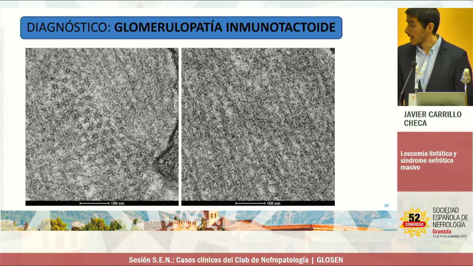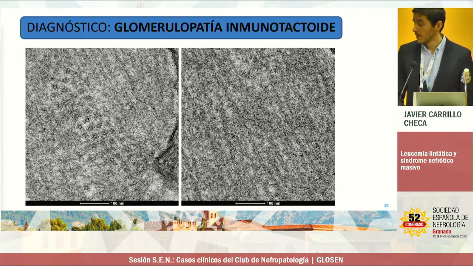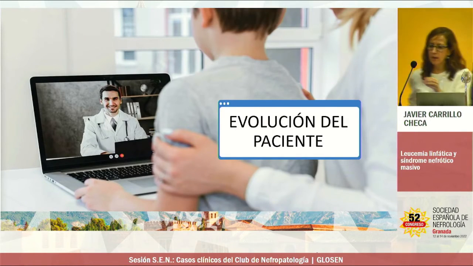Me gustaría recalcar que el tamaño de los microtúbulos que encontramos en nuestro paciente fue de unos 15 nanómetros, algo menor de lo que normalmente se describe para esta entidad. Sin embargo, está recogido en la literatura que los pacientes con glomerulopatía inmunotactoide y con un síndrome linfoproliferativo subyacente, como en nuestro caso que tenía una leucemia linfática crónica, presentan un menor tamaño de los microtúbulos. Bueno, ¿y cómo evoluciona el paciente?